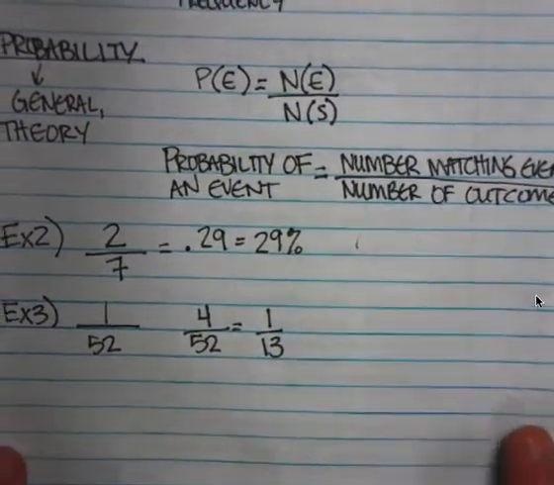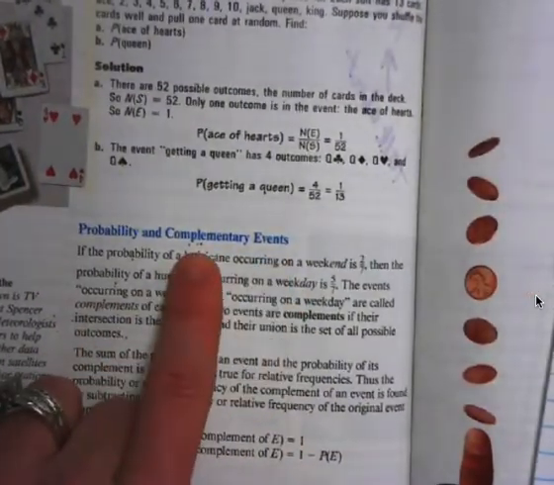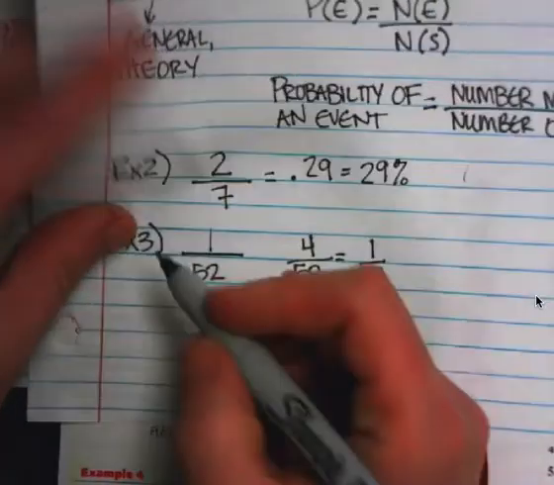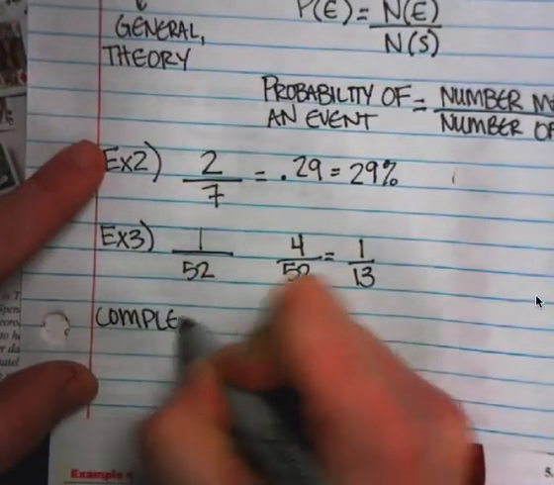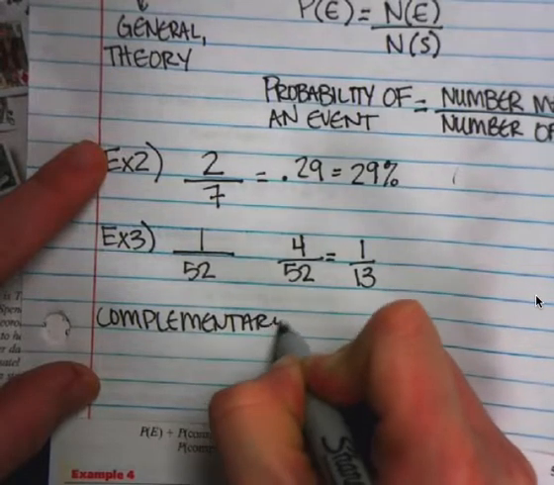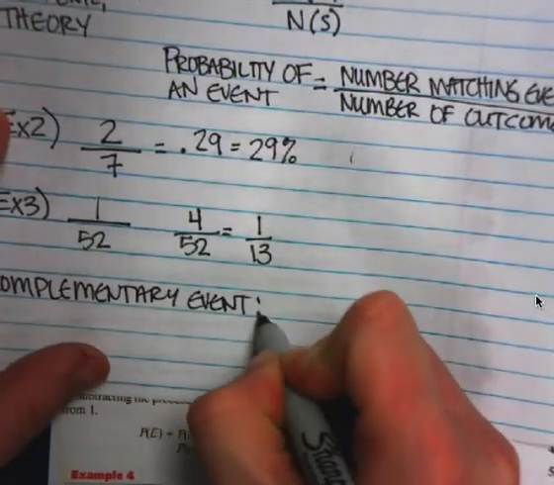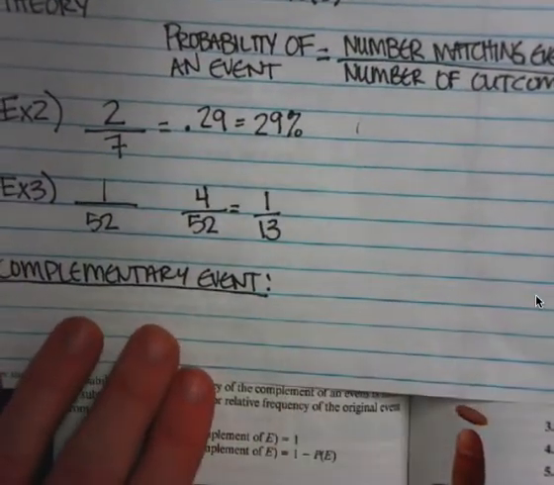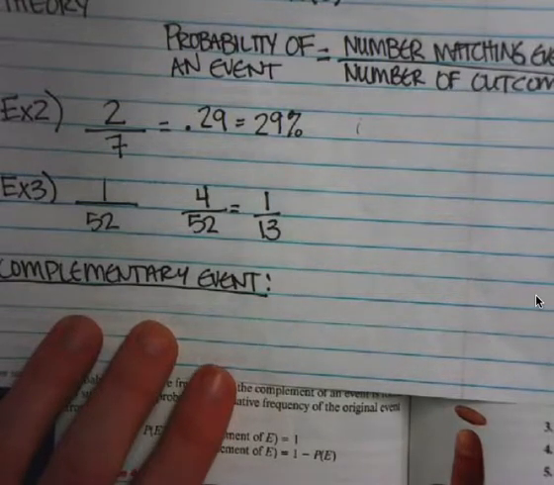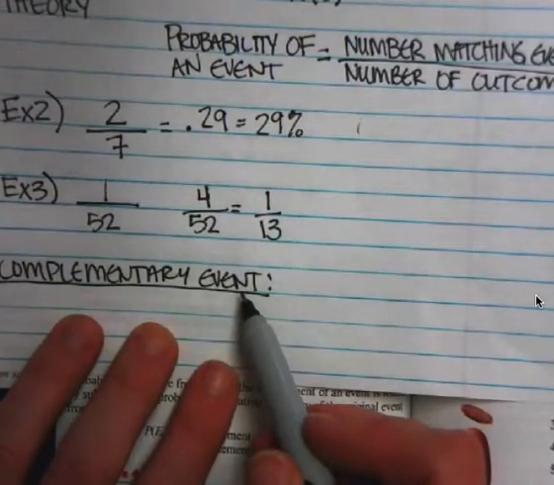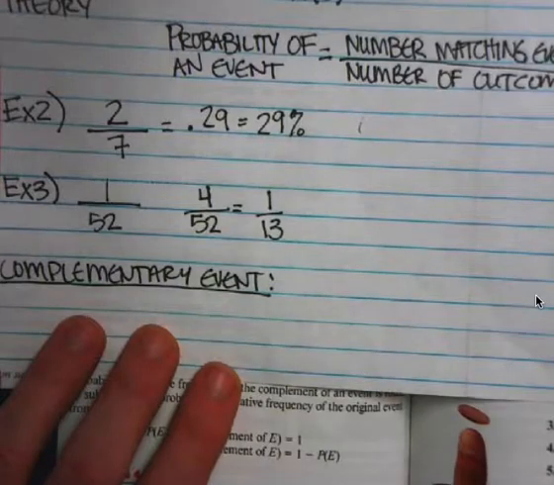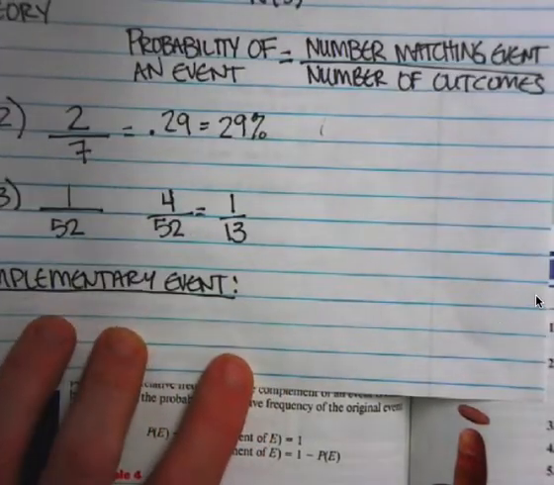Okay? Also, when we talk about probability, there is something called complementary event. Okay? And complementary event is all of the other stuff. So if we go back to the hurricane problem, a complementary event would be, what's the probability that it doesn't happen on Saturday or Sunday? Okay, so that would be all of the other stuff. Okay, so complementary event is all of the other.